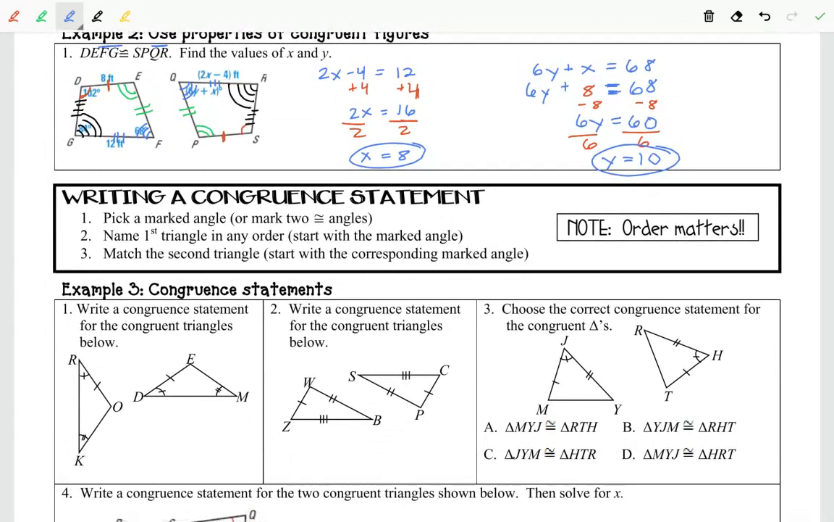Okay, now we're going to practice writing a congruence statement, okay? The order matters when we're writing a congruence statement. The first one we're going to do is pick a marked angle. Or we're going to have to mark two angles congruent to one another based on other information that we are given. Then we're going to name the first triangle in any order. Once we have the first triangle named, we have to match that order in the second triangle. So let's try this.